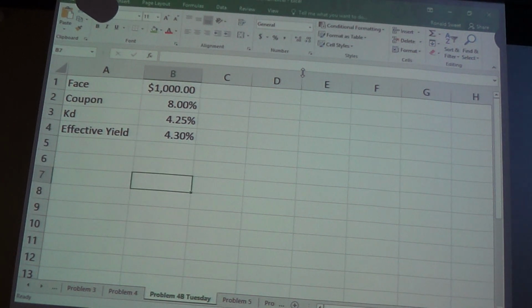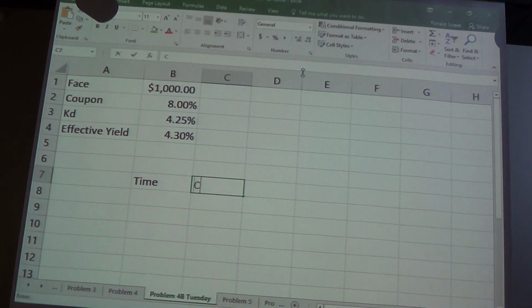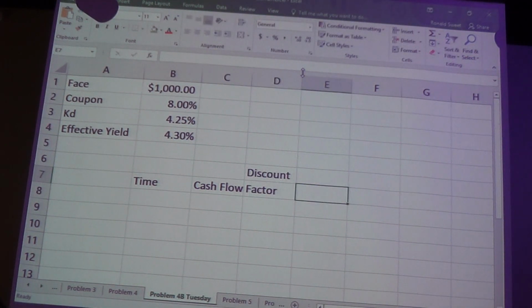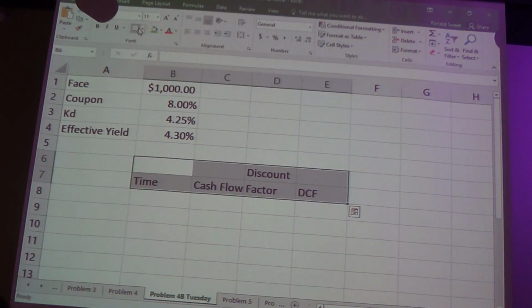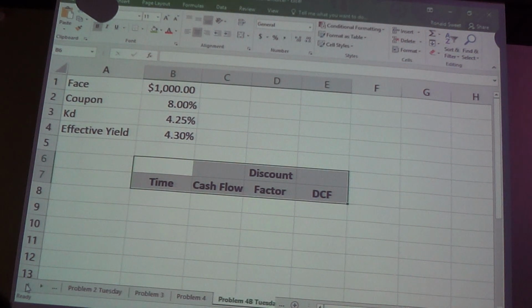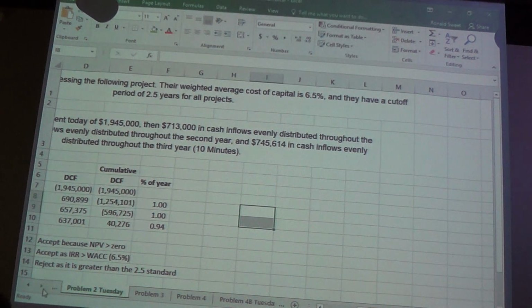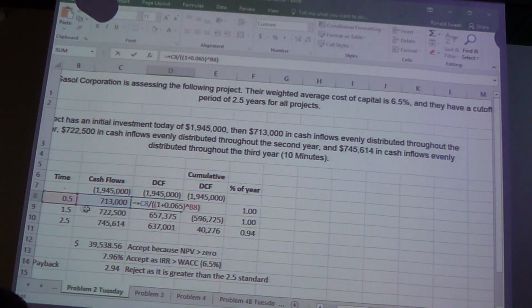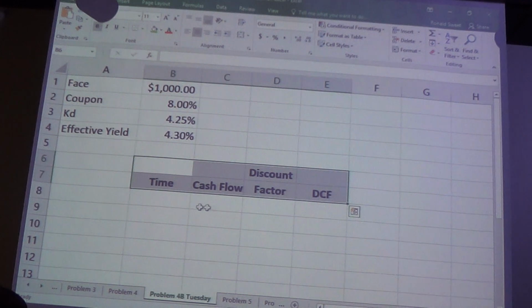So when you do all of that, you have time, you have your cash flow, you have your discount factor, discounted cash flow. Looks a lot like what we did with the cost benefit analysis. Except with the cost benefit analysis, when we did the discounted payback, we didn't have a column for the discount factor, we just did it all in one formula. We just did the cash flow divided by 1 plus rate raised to the time. Here, for the bond, for some reason, I do it as a separate factor.